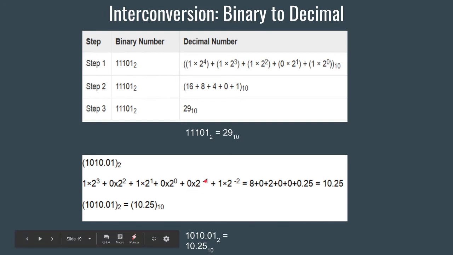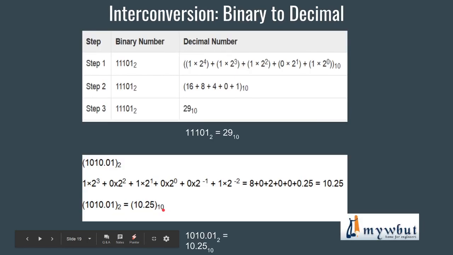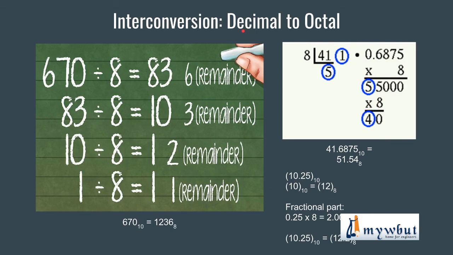0 into 2 to the power -1 is 0 obviously, and 1 into 2 to the power -2 is 0.25. So we add up this entire thing to get 10.25 as the result. So the decimal equivalent of 1010.01 is 10.25. That is all for this video, and in the next video we shall see decimal to octal and the vice versa.